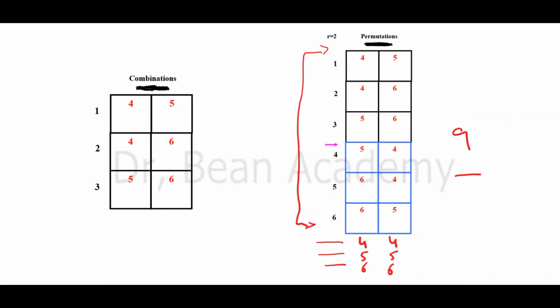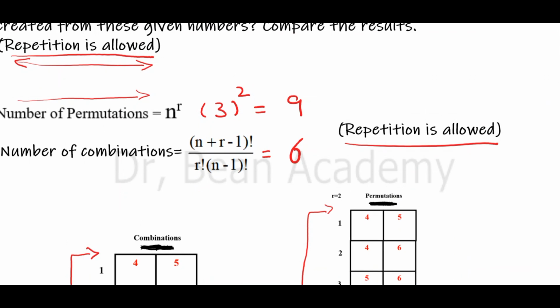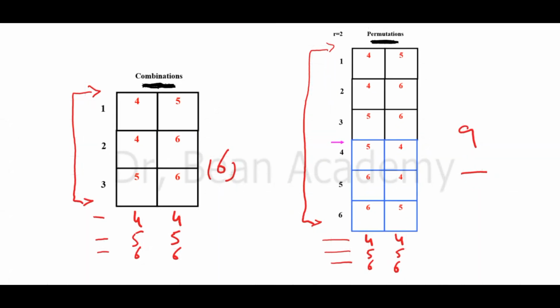For the combinations, it's the same. I already have 3 distinct combinations, and now on top of that I will add 3 more combinations because now repetition is allowed. So 4 4, 5 5, and 6 6. So I have 6 combinations, and my formulas were right. I can make 9 permutations and 6 combinations if repetition is allowed. These formulas are all right. You just need to remember these formulas.